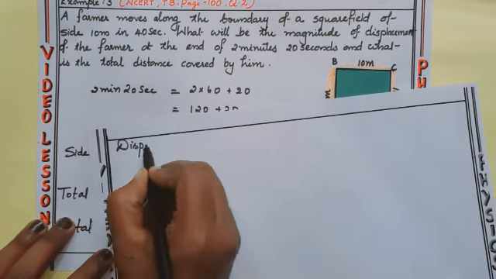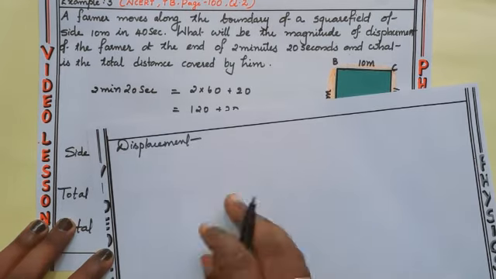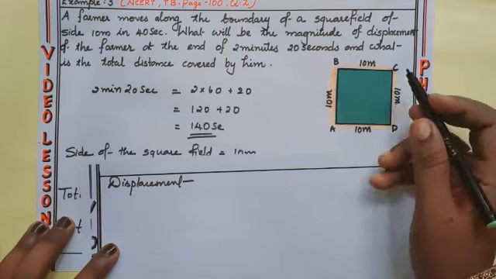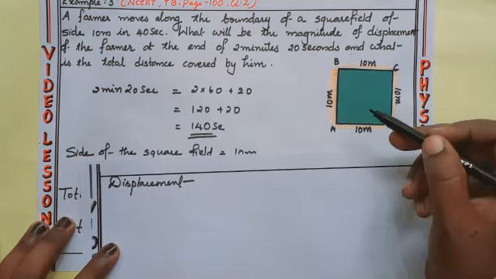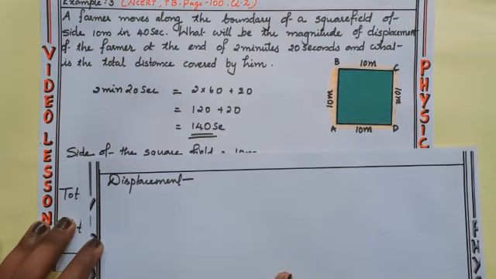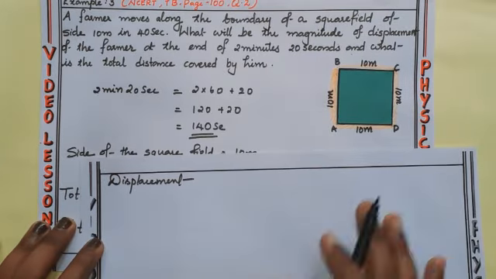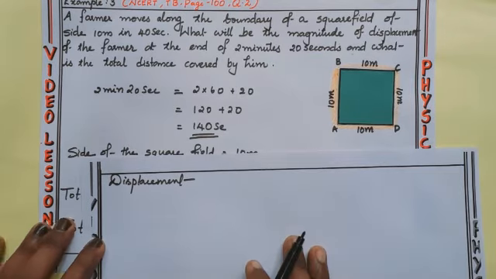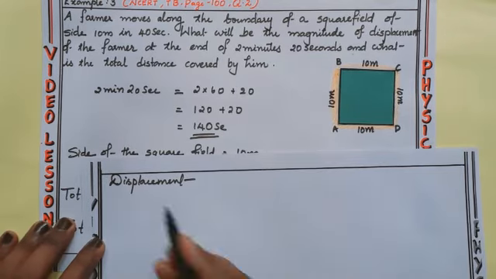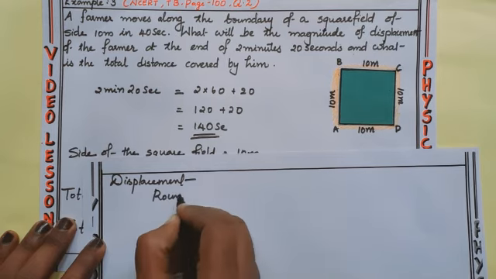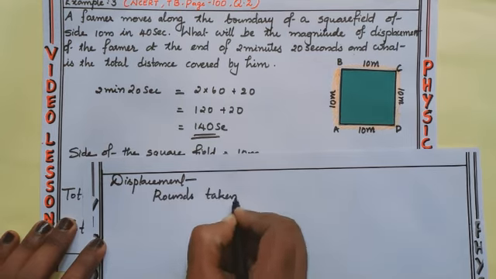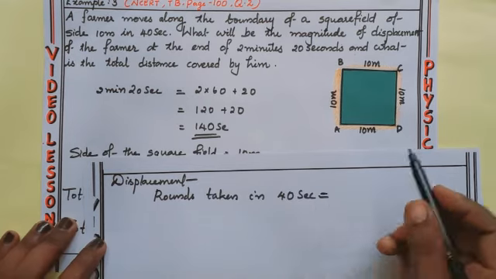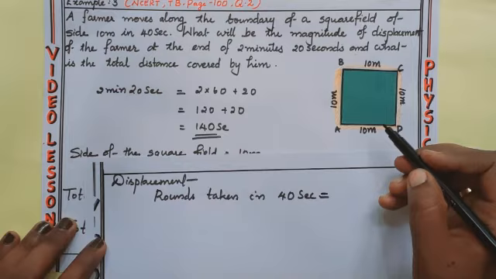Displacement. For finding displacement, we need the initial and final position of the farmer. Finally in which point he reached, we don't know. So for finding the final position, we have to take the rounds. Rounds taken in 40 seconds. How many rounds did he cover in 40 seconds?